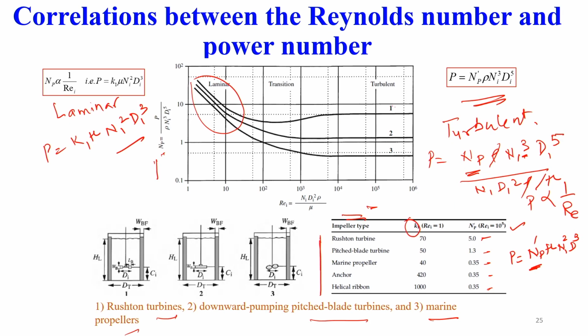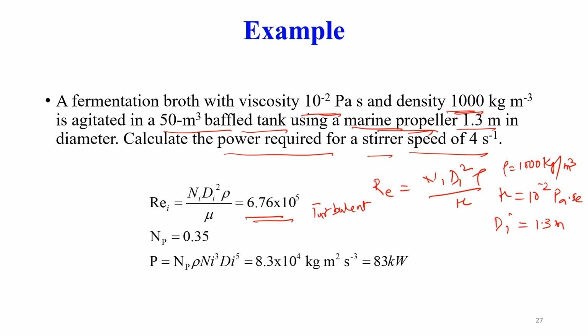And now for the marine propeller in the turbulent region, the power number is 0.35. So power number we have got 0.35, and for the turbulent region this is the formula we have already discussed, NP into rho Ni cube Di5. All the parameters are known. If you put them here, you will get the power requirement as 83 kilowatt.